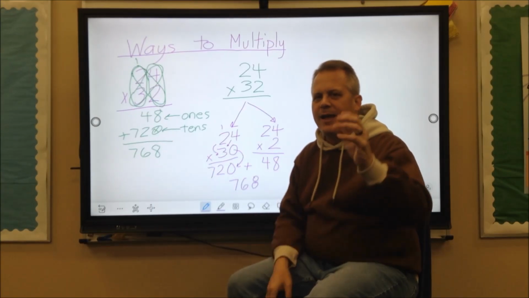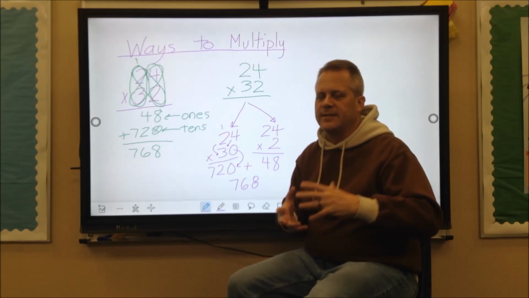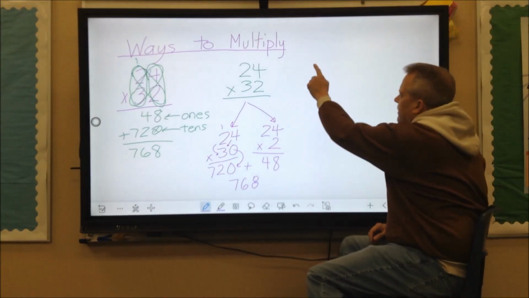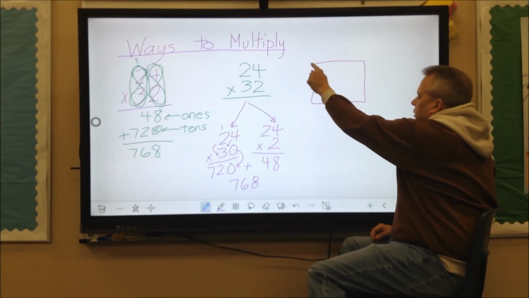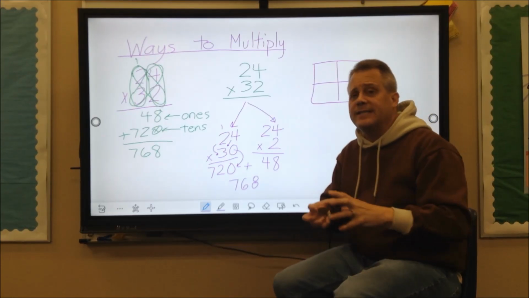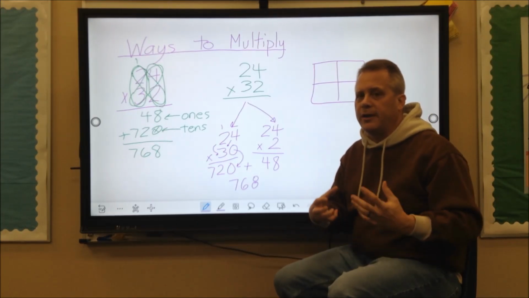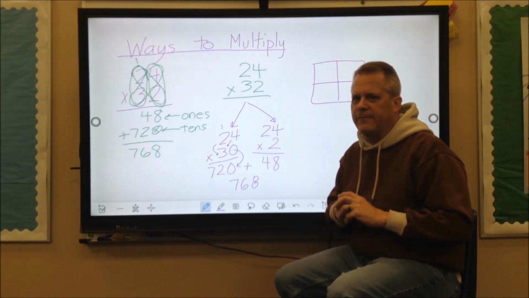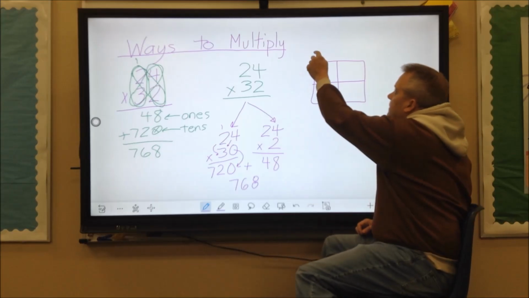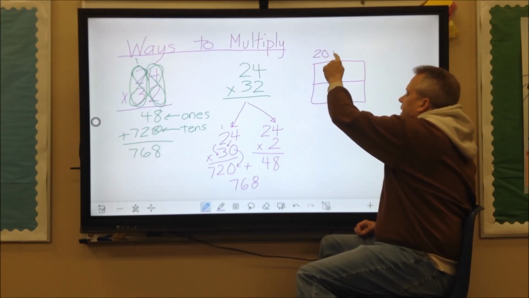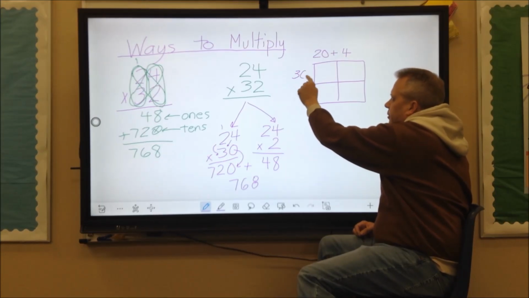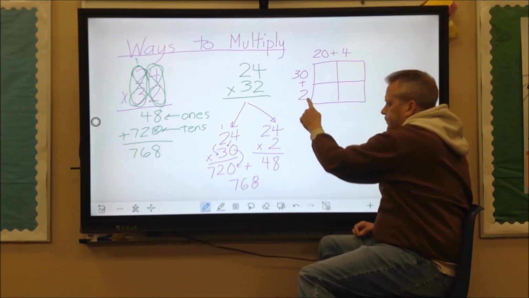same numbers. Now, one of the last ways that we can multiply when we have double-digit numbers is something like this. We're going to take a square, and we're going to cut it into 4 boxes. Now, this time, I'm going to break apart both numbers. I'm going to take 24, and I'm going to separate the 10s from the 1s. And when I do that, I've got 20 plus 4. And when I take the next one, I've got 30 plus 2.